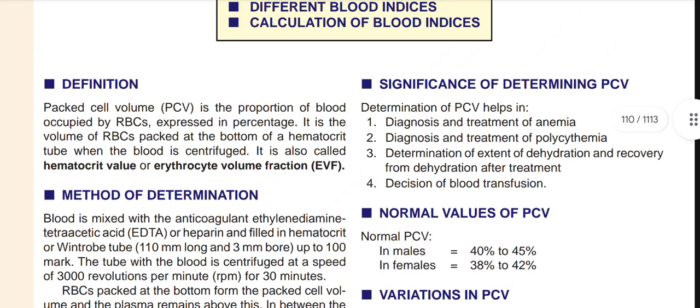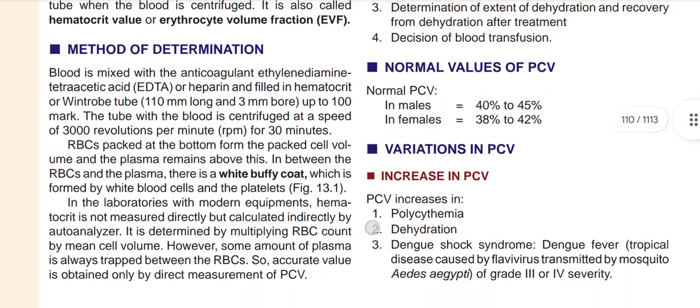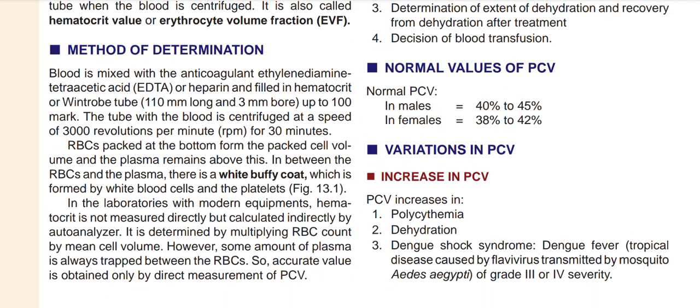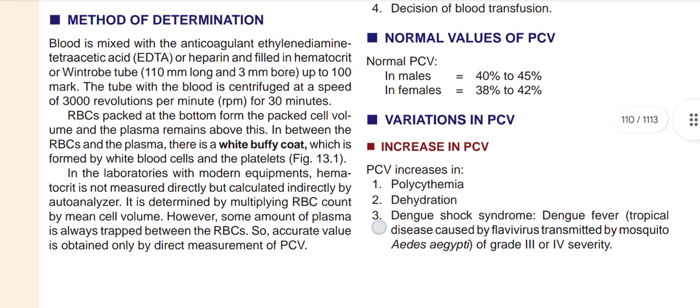Okay. Now method of determination. Blood is mixed with an anticoagulant, EDTA or heparin, and filled in a hematocrit or Wintrobe tube up to the 100 mark. Then the tube with the blood is centrifuged at a speed of 3000 revolutions per minute for 30 minutes. Then the RBCs are packed at the bottom, forming the packed cell volume, and the plasma remains above this.